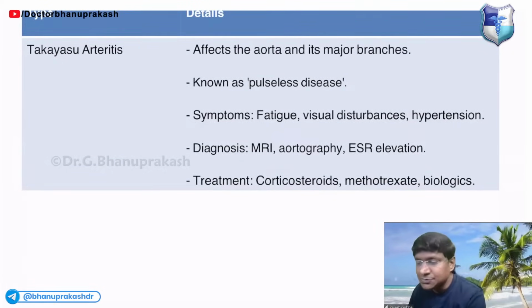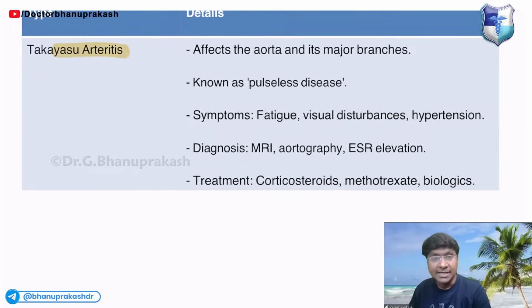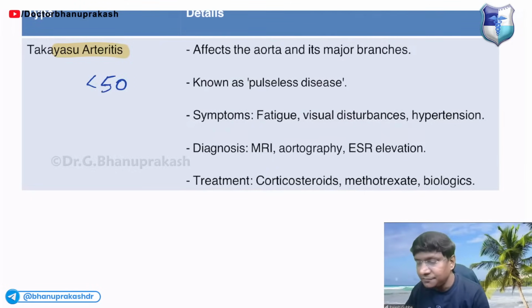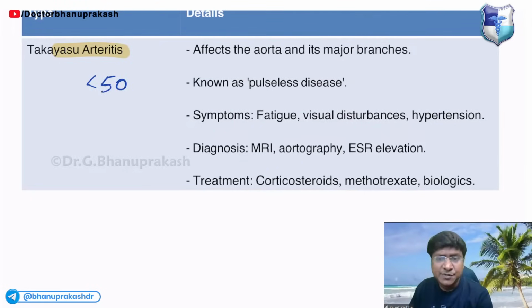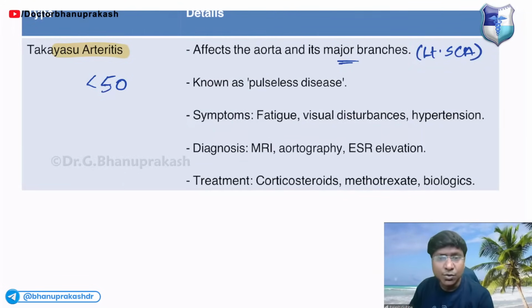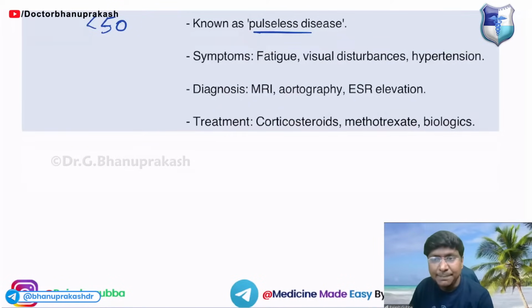Now coming to the large vessel vasculitis, and this large vessel vasculitis is Takayasu. Takayasu is very common in individuals of age less than 50 years. In these patients, the common vessel that is affected is the left subclavian artery. That is the reason why the blood supply to the radial artery will get compromised, and you will not be able to feel the pulse. That is why it's called pulseless disease.